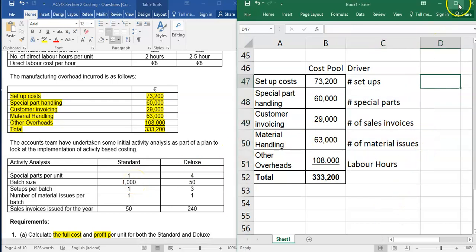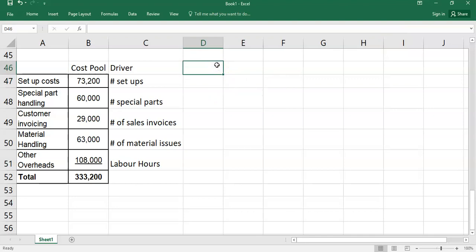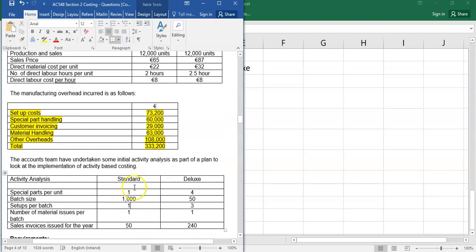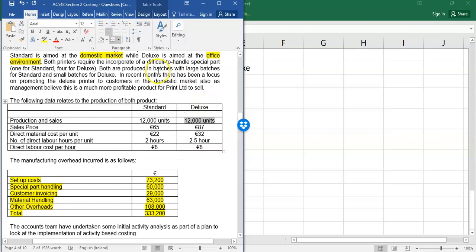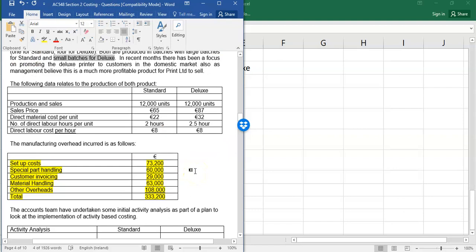So in terms of deciding the number of setups, we're going to go, which they're called standard and deluxe. The number of setups here will be 12 times 1. Where that's coming from is there's 12 batches, and the setups per batch are only 1. The number of batches now for deluxe is slightly different. They still have to make 12,000 units, but you're told above small batches for deluxe. So that means you're making a lot more batches, there's a lot more setups.